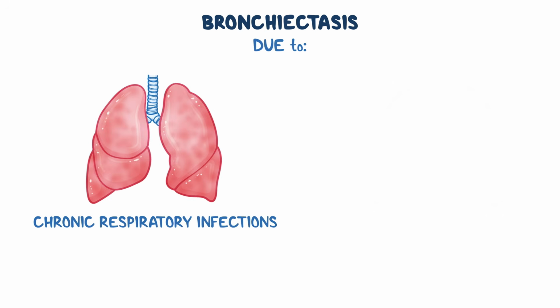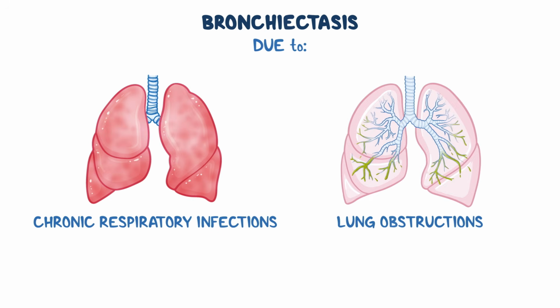Now, bronchiectasis can develop due to chronic respiratory infections or lung obstructions. These are closely related and tend to trigger each other, setting off a cycle that slowly damages the airways over time.